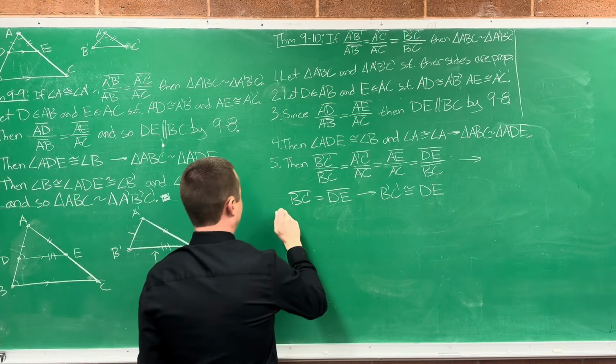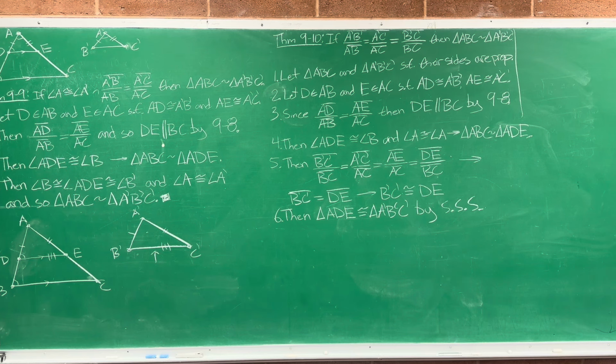So then, triangle ADE is congruent to triangle A prime B prime C prime by side, side, side. Okay, so what? These two are congruent. What does that give me?